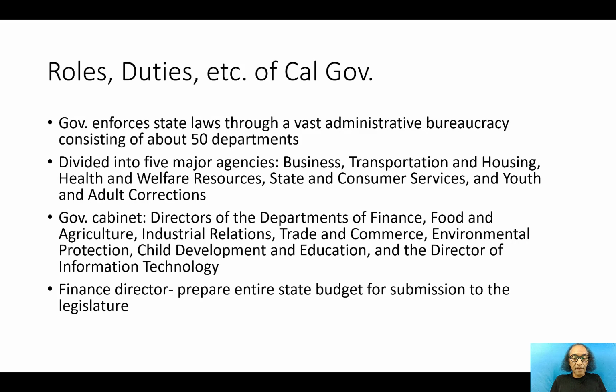So the director of finance is a very important position because it is the director of finance that prepares the entire state budget for submission to the legislature.